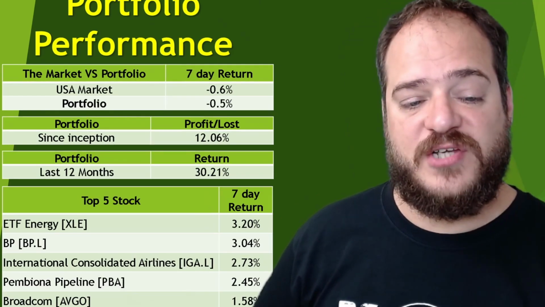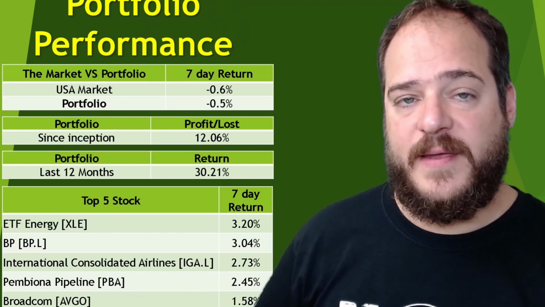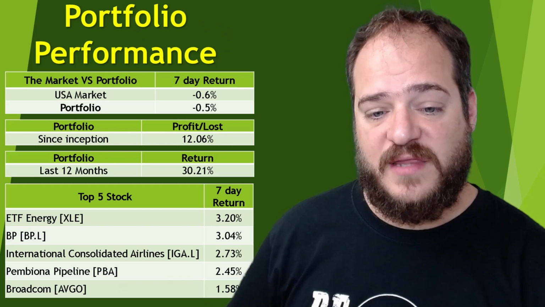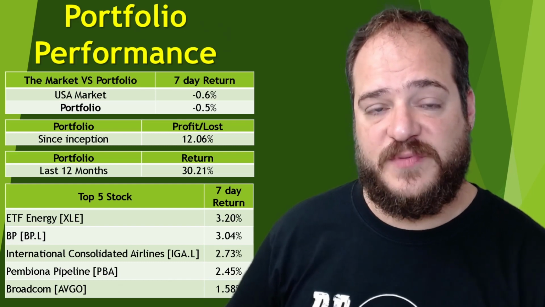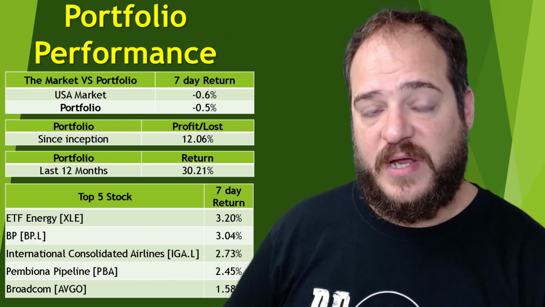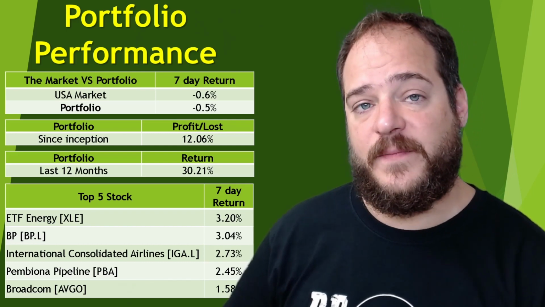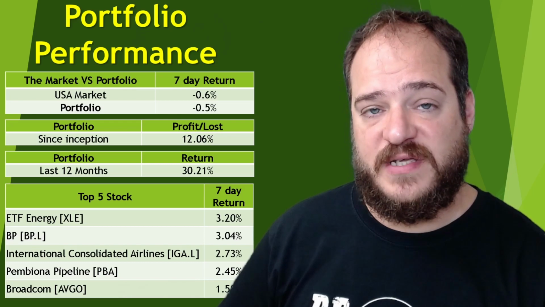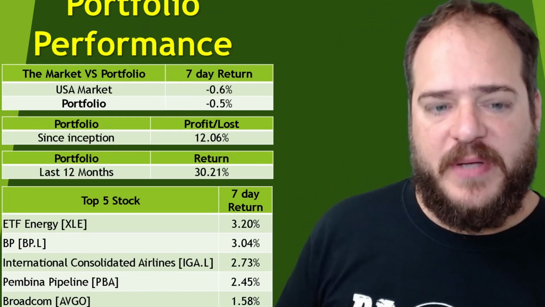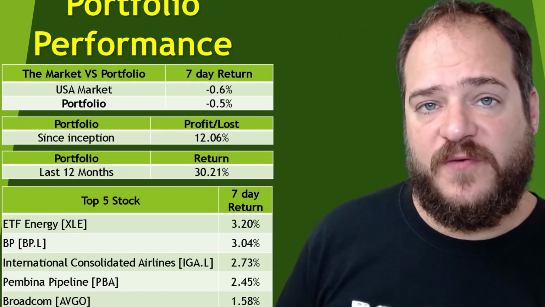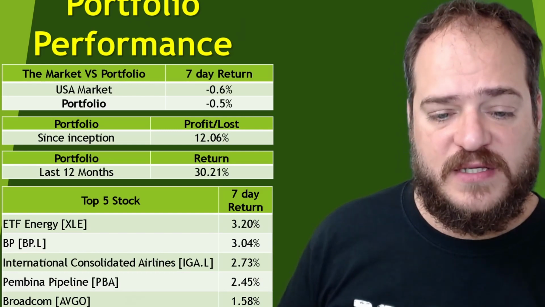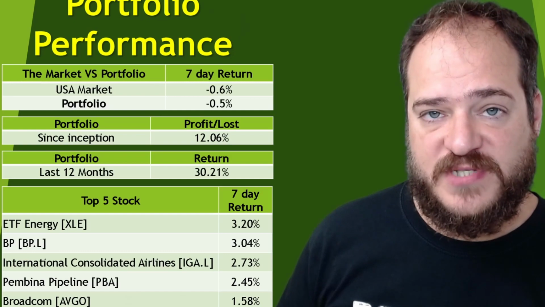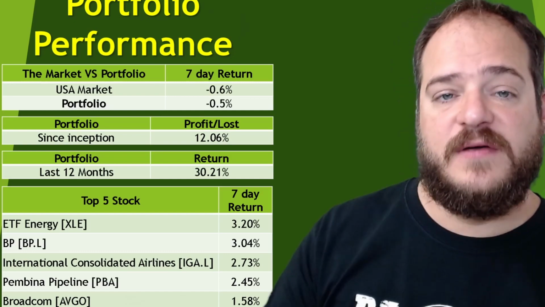We have International Consolidated Airlines, which had an impact in the past 2 weeks because of COVID, but now they had a growth around 2.73% in the past week, and probably going to see some more growth on this stock as soon as some countries start to ease the COVID restrictions. PBA, we had a growth of around 2.45%, and Broadcom AVGO with a growth of 1.58%. So this was the top 5 stocks for this week.